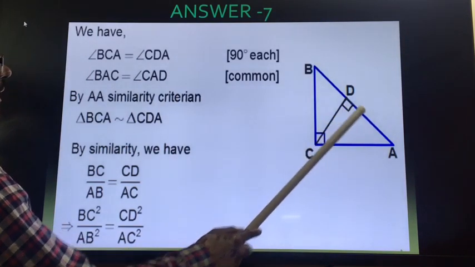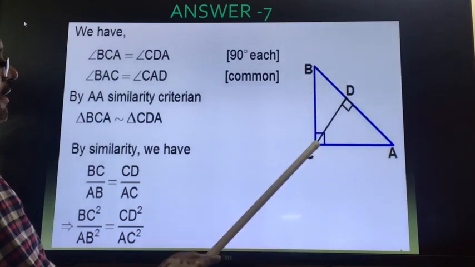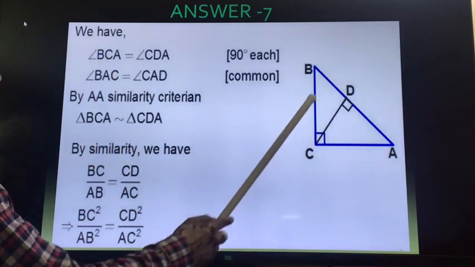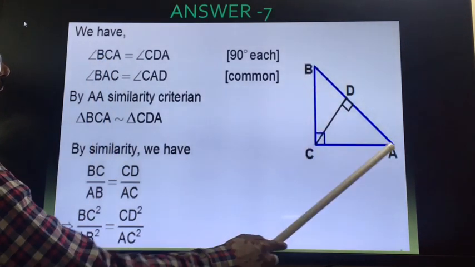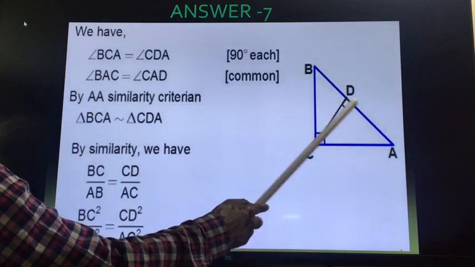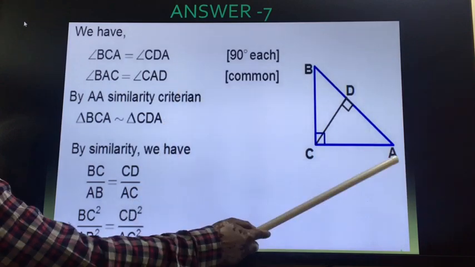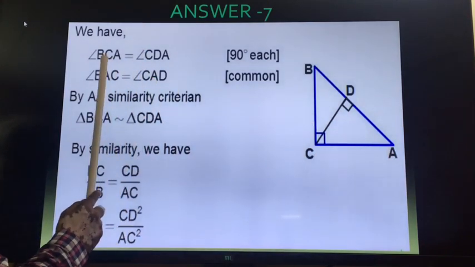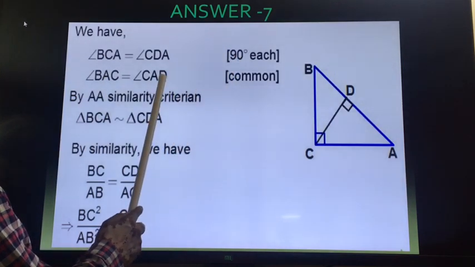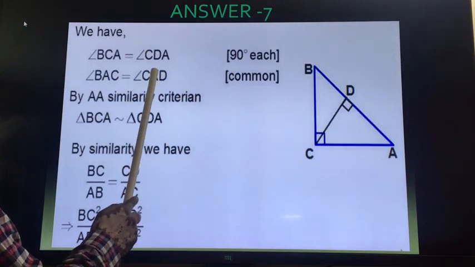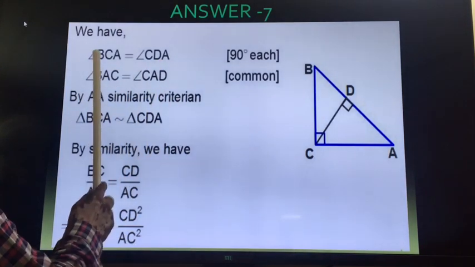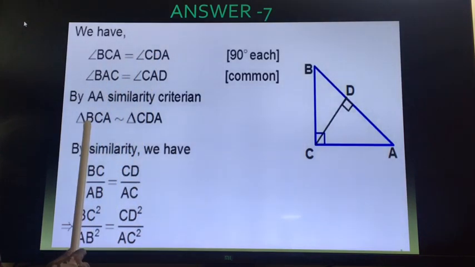So we are taking the triangles BAC and CAD once again. In these two triangles, angle BCA is 90 degrees, and angle CDA, or ADC, is also 90 degrees. So two angles are equal: one is 90 degrees, and one is common. So if two angles are equal, then by angle-angle similarity, these triangles will be similar.